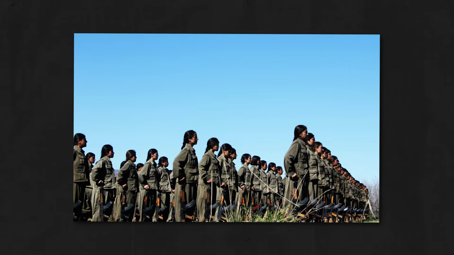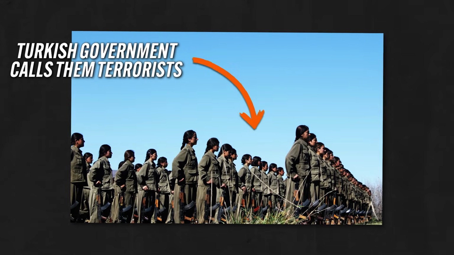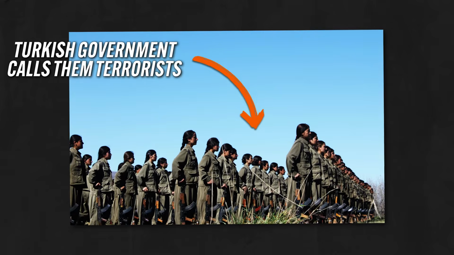For example, in Turkey, the government has labeled a prominent Kurdish political party as a terrorist organization, and that has justified their violent attacks on the Kurds. Thus, yet again, centrifugal forces.